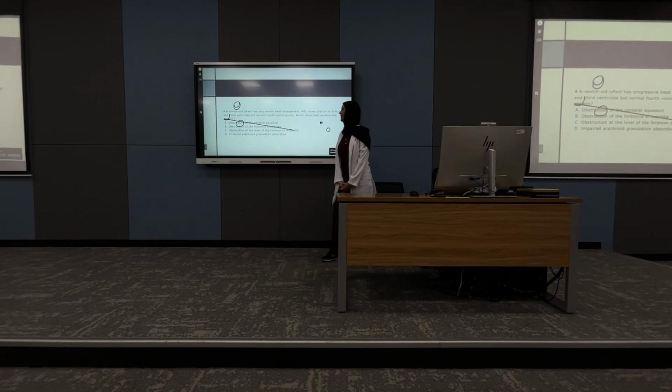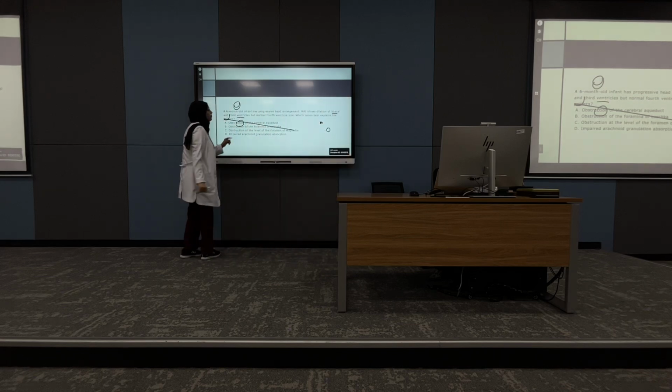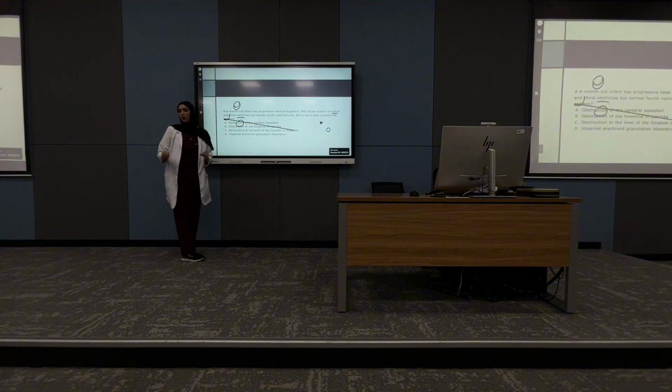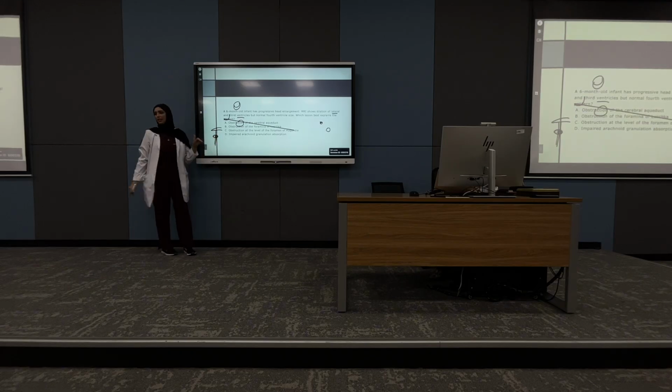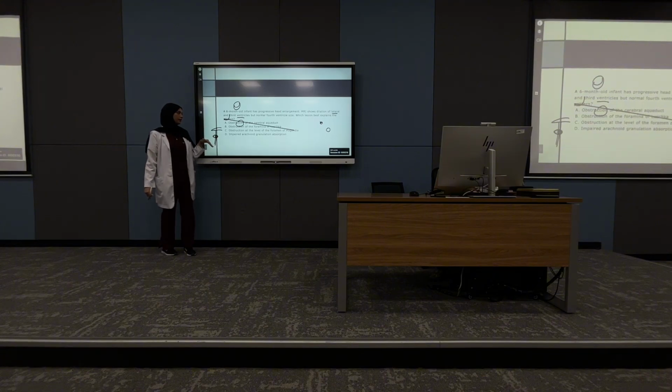Okay. A 6-month-old infant has progressive head enlargement. MRI shows dilation of the lateral and third ventricles, but normal fourth ventricle size. Which region best explains the pattern? So basically, what's dilated? The lateral and the third ventricle, but the fourth ventricle is normal. Let's imagine there's something. If these are the lateral ventricles, the third ventricle, the fourth ventricle, we have a lesion here. What connects the third ventricle to the fourth ventricle? Yes, exactly. So the answer is A.